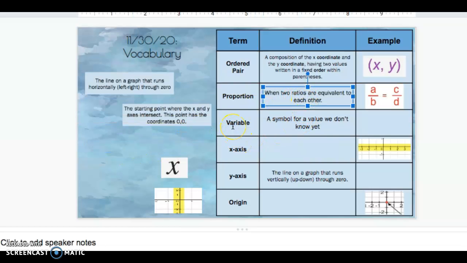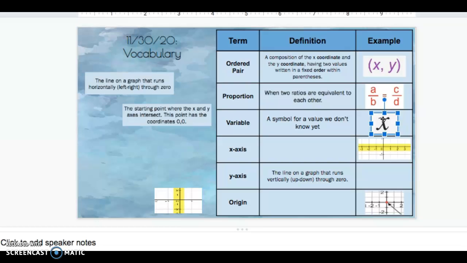Okay? A variable is a symbol for a value we don't know. So we oftentimes use x or a letter. A variable is just a letter. Okay? It's pretty much a letter we use to represent or hold the space of something that we don't know what it is yet. Okay?